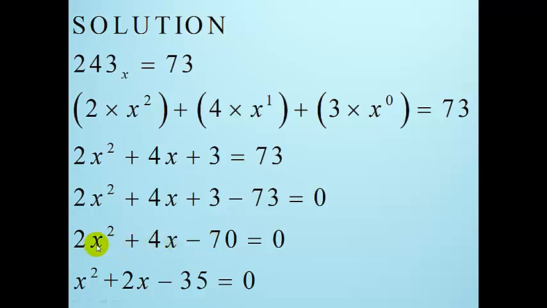Now let's divide through by 2 to simplify the equation. Dividing 2x squared by 2, we are left with x squared. Dividing 4x by 2, we are left with 2x. And dividing minus 70 by 2, we are left with minus 35. And when we divide 0 also by 2, we are left with 0. So x squared plus 2x minus 35 is equal to 0.